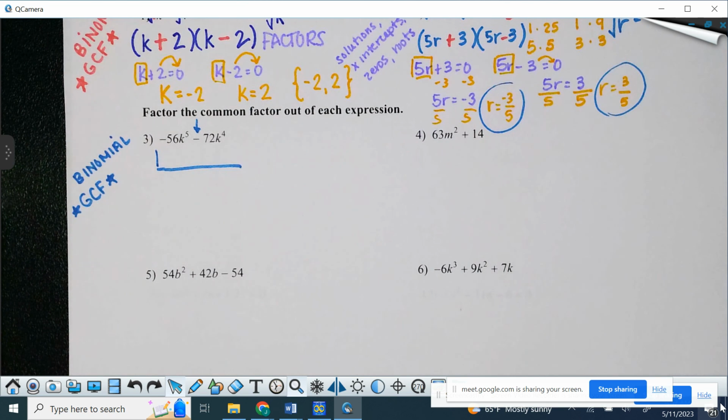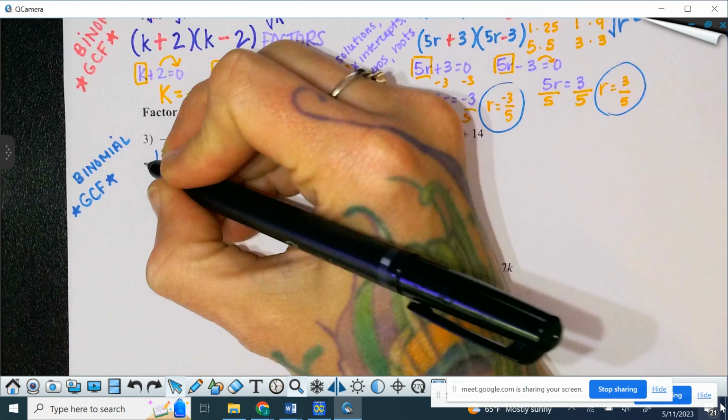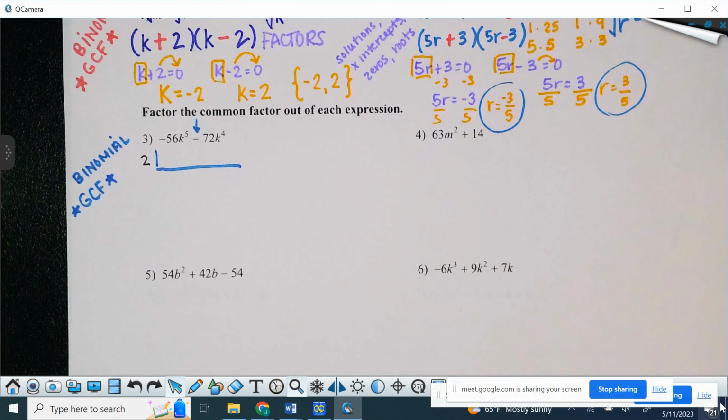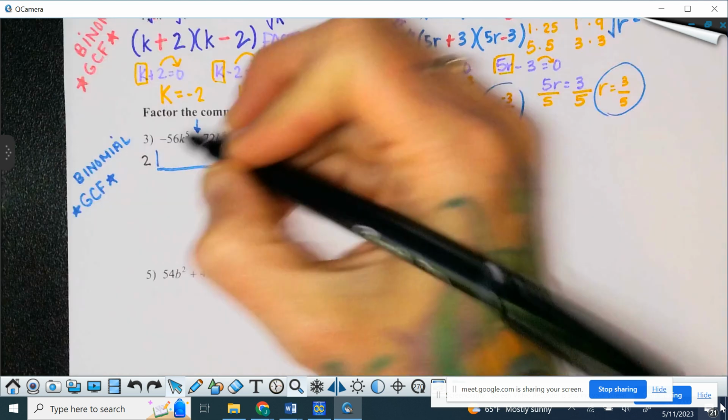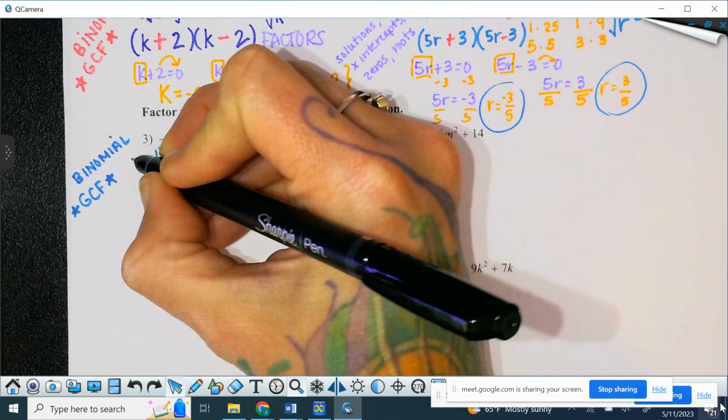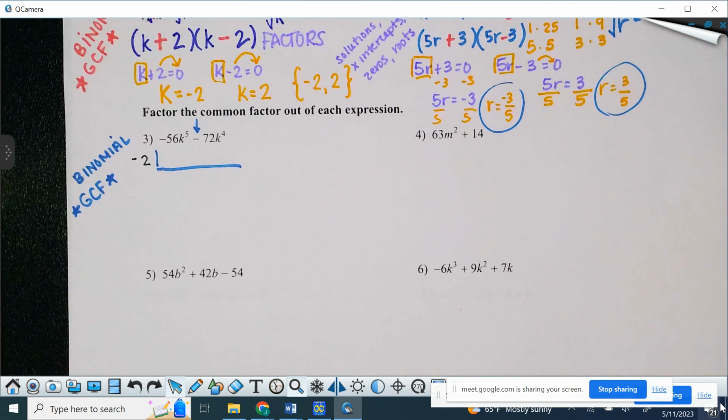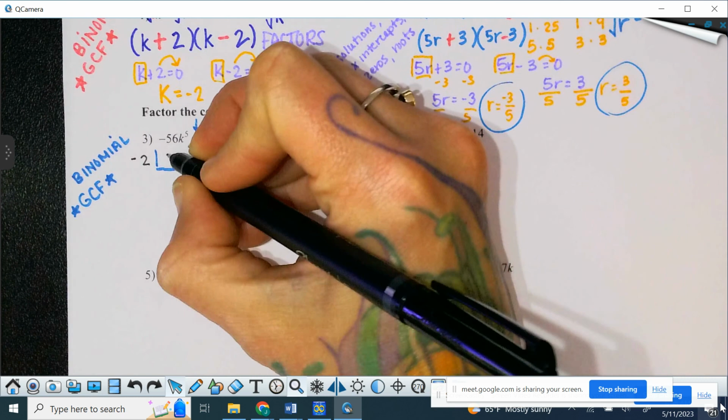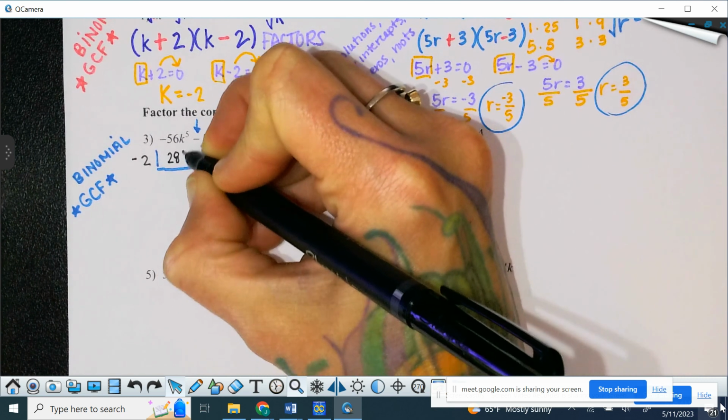What is the largest number? Or at this rate, you can pick any number. Can you think of a number? What number would you try to go into both? All right, let's start with 2. Perfect. So if we pull out a 2, 56 divided by 2 is going to give me 28. They're both negative. Let's go ahead and pull out a negative 2 because we'd like the first number to be positive. So then that's going to give me a 28 positive k to the 5th power.